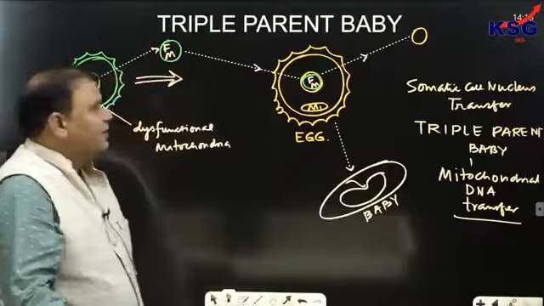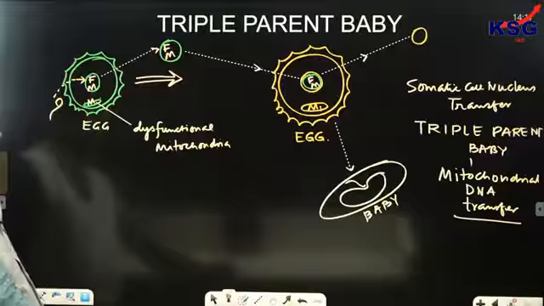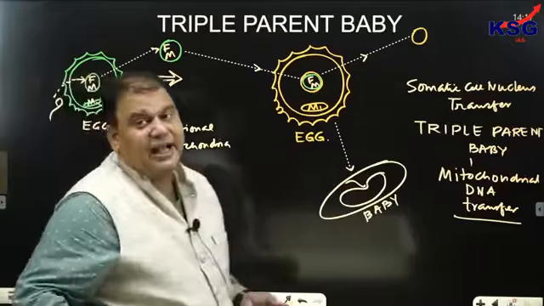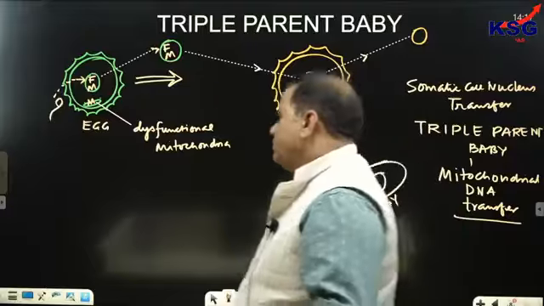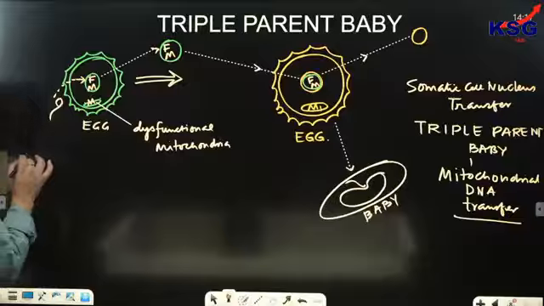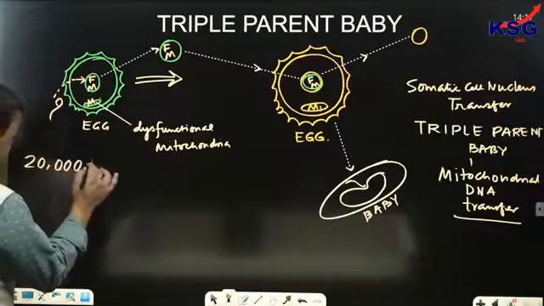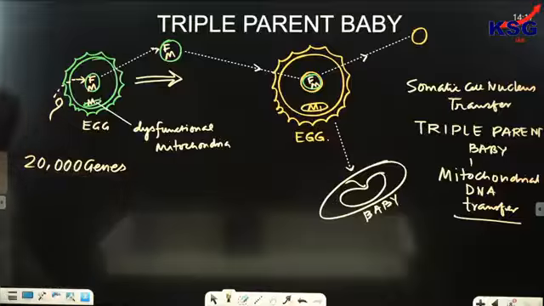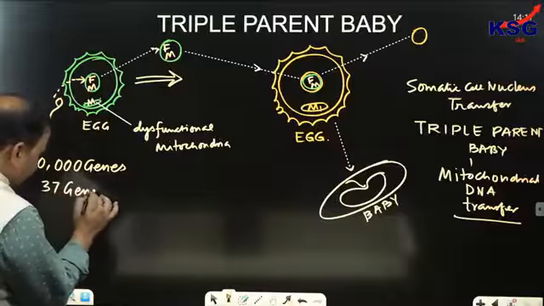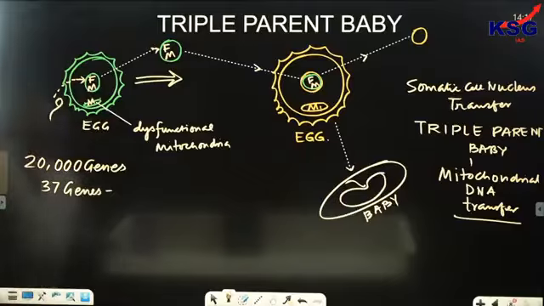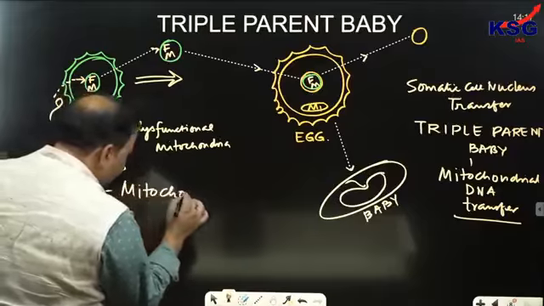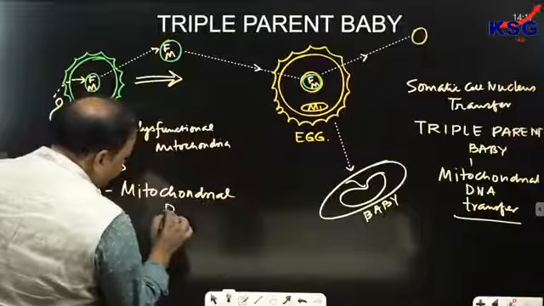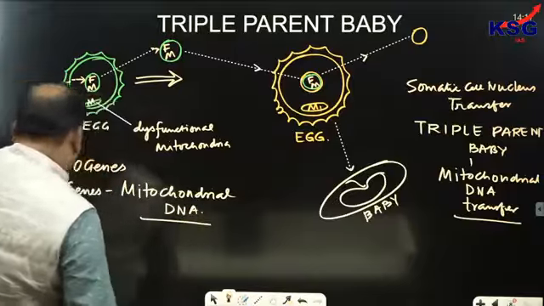Clear? And as far as the triple parent baby is concerned, do remember that out of 20,000 genes that we have, 37 genes are determined by mitochondrial DNA.